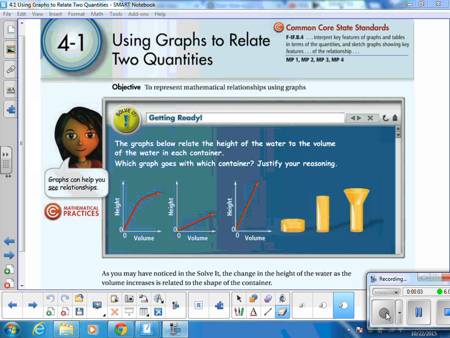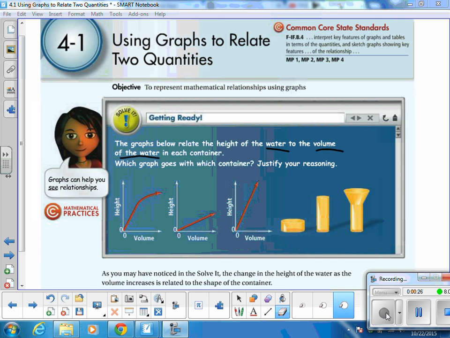Welcome to Chapter 4 as we look at functions. A good part about functions is we use graphs and tables to represent the information. So let's start off here, using graphs to relate two quantities. The graph below relates the height of the water to the volume of the water in each container. Which graph goes with which container?